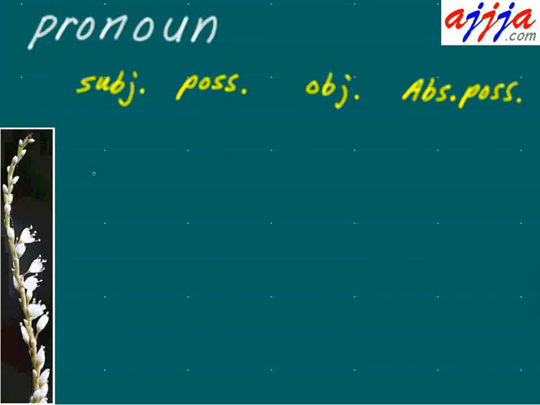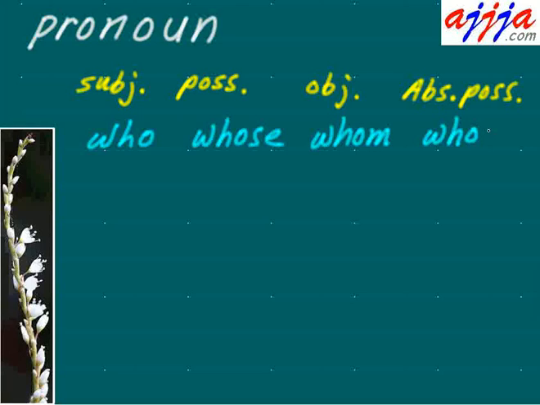What about who? Do you know who? That's right. Whose? Whose pencil? Whose money? Whose pen? Things like that, right? What about objective form? Whom? What about the last one, the absolute possessive, which is the same as possessive, right? Whose. Whose is this? Whose pen is this? That's different, right? Who, whose, whom, whose. Sounds good, just like a song.